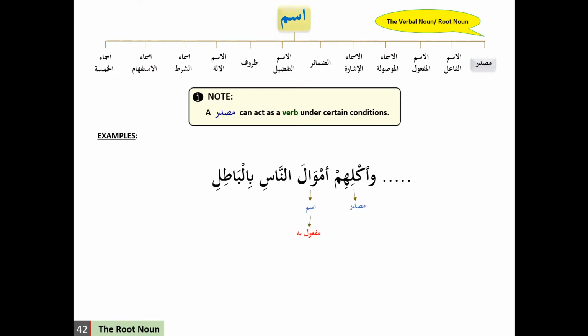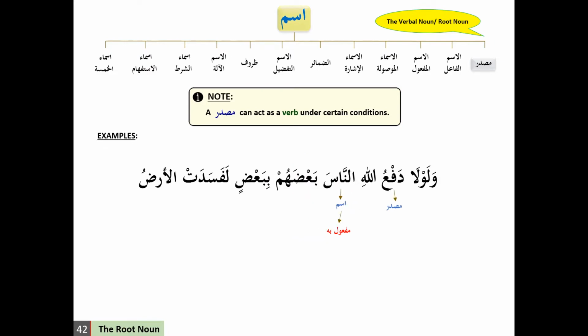أَكْلِهِمْ أَمْوَالَ النَّاسِ بِالْبَاطِلِ. The word akal is a masdar, and the word amwal is a noun. And the word amwal is taking the role of maf'ul bihi. That's why it's in the state of nasb. And the reason why it is maf'ul bihi is because the word akal is acting as a verb over here due to certain conditions. What those conditions are, we're not going to discuss now. I just wanted to bring to your attention that sometimes the masdar can have this function.